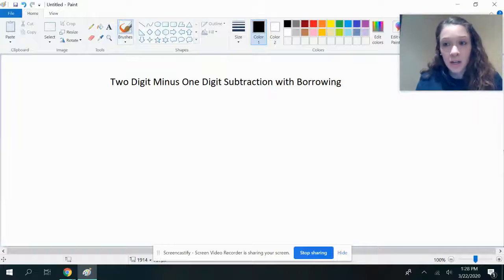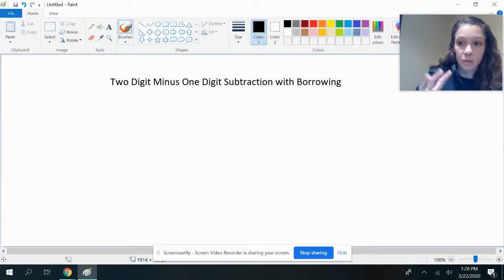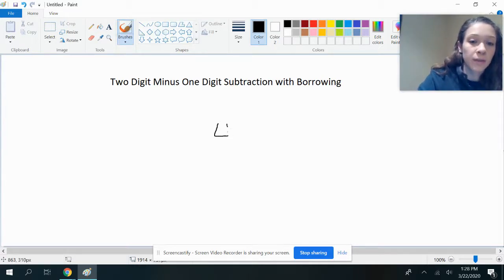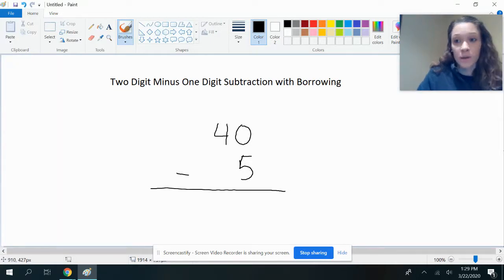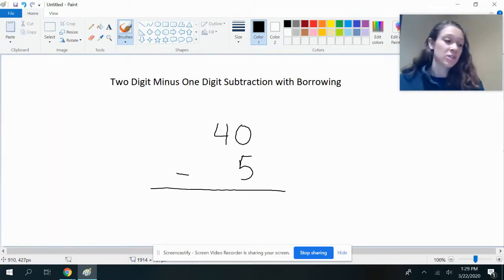Example that we're going to work on has a 0 in the ones place. Okay, so we're going to talk about what to do with that. Our example that we're going to work with is 40 minus 5. Okay, we always need to start with the ones place, so let's just start with that.